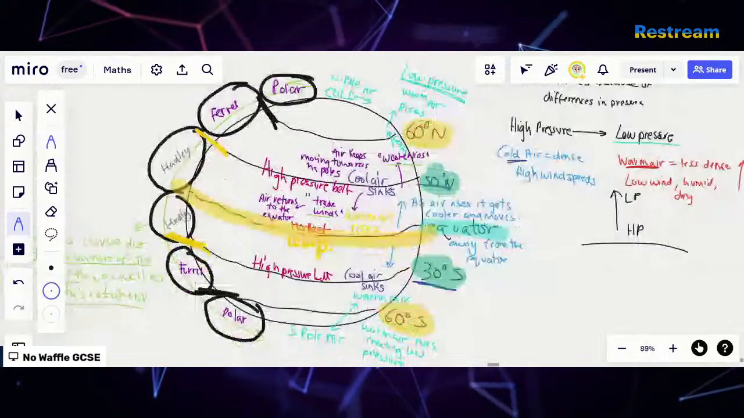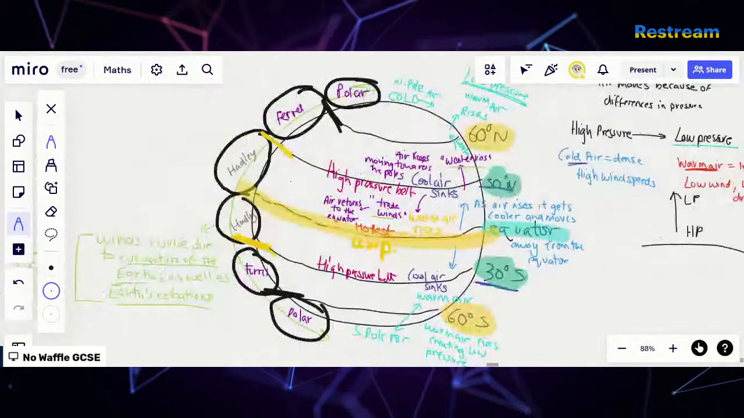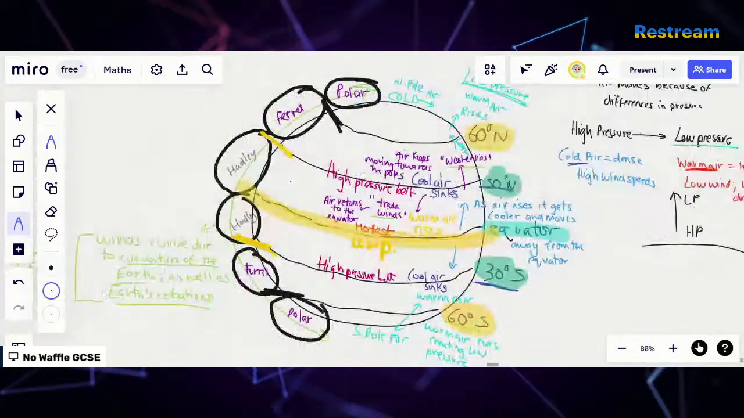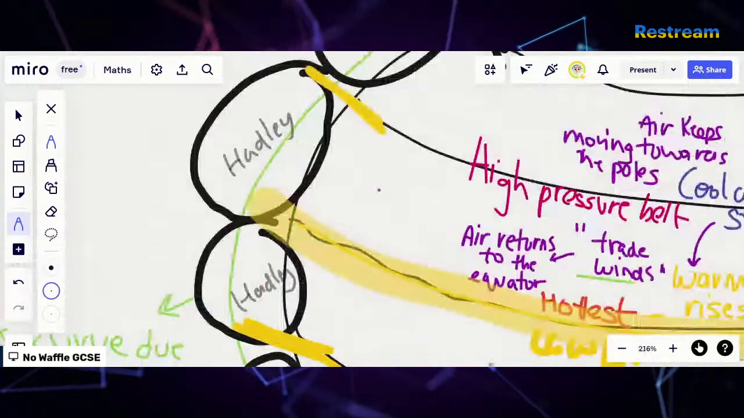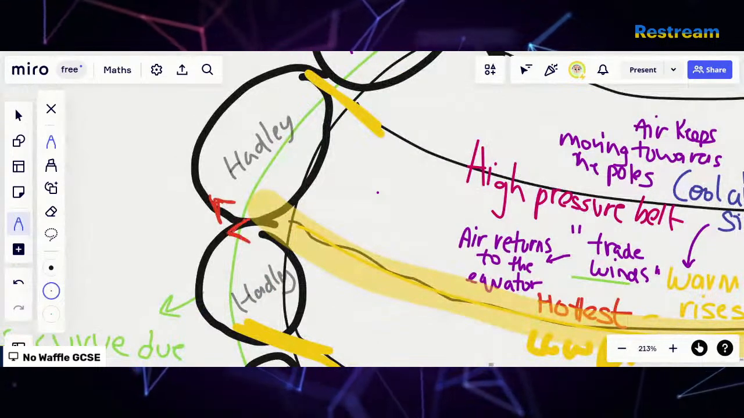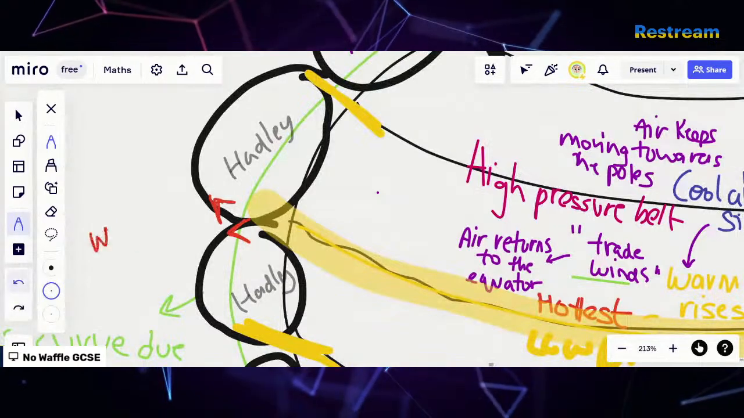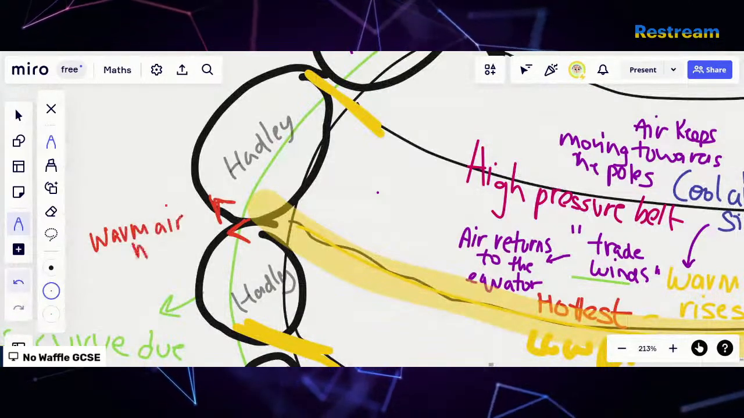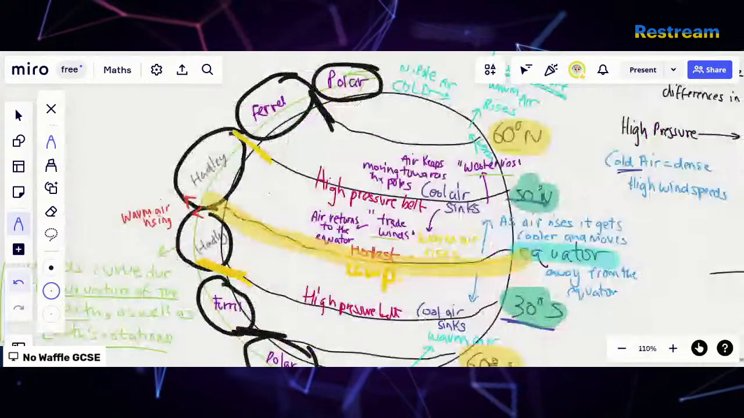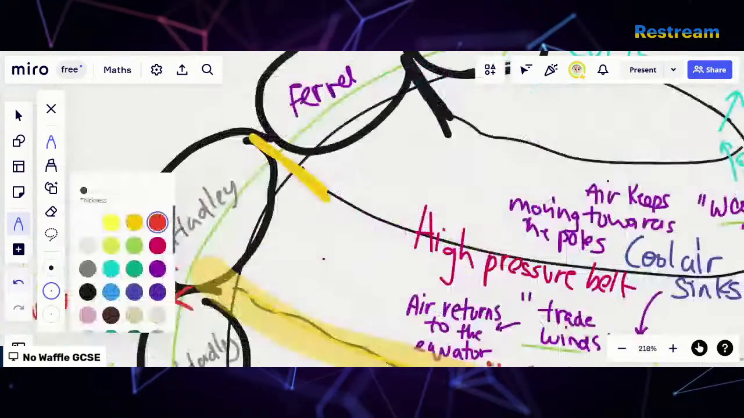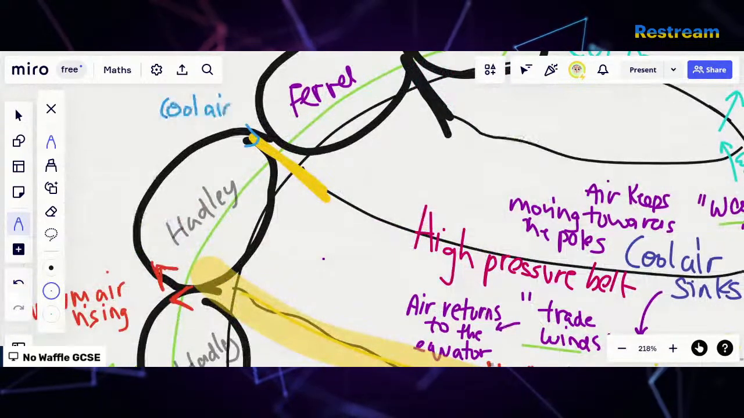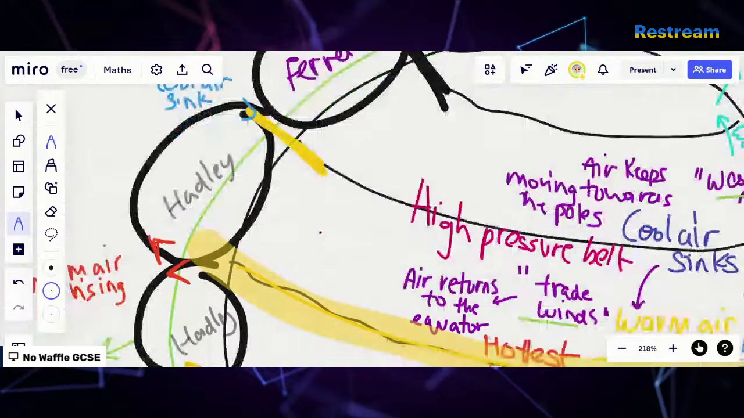Now my diagram is not really good because the circles look kind of irregular. But at the Hadley cell, for example, what we're going to see is the warm air from the equator rising. So this is the warm air rising. But then remember we said that at 30 degrees north and 30 degrees south, the cool air then sinks. So then we see here the cool air sinking. And here.